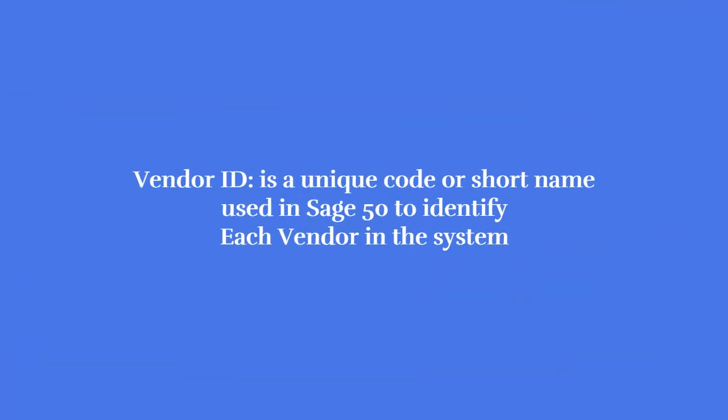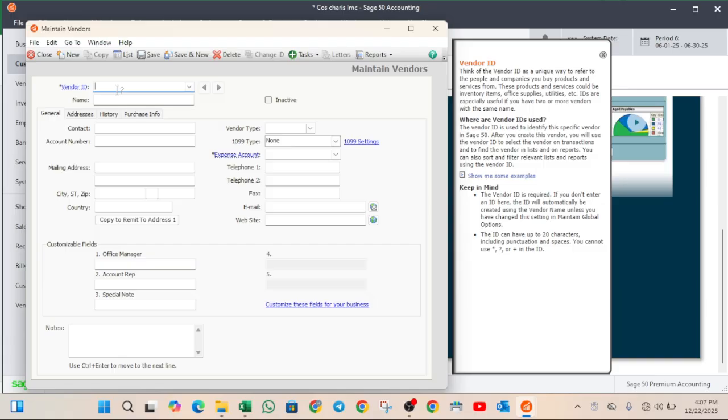Vendor ID is a unique code or short name used in Sage 50 to identify each vendor in the system. The vendor ID can be the initials of the vendor that you want to create. For example, I want to set up Sage Nkwo as the name of my vendor, so I'll just use SN as a vendor ID. Your vendor ID can also be alphanumeric, that is alphabet and number. So if I want to set up Sage Nkwo, I'll just use SN1000. So vendor ID is very important. It helps you identify that specific vendor you want to set up in Sage 50.